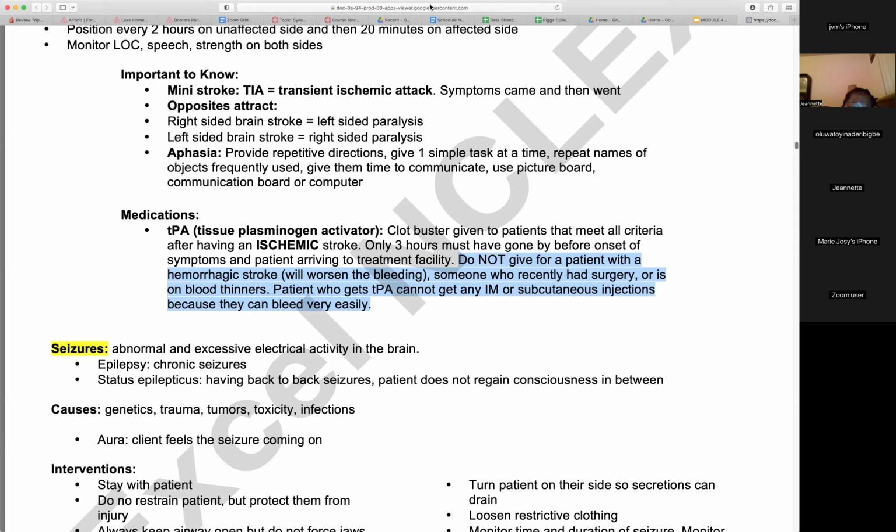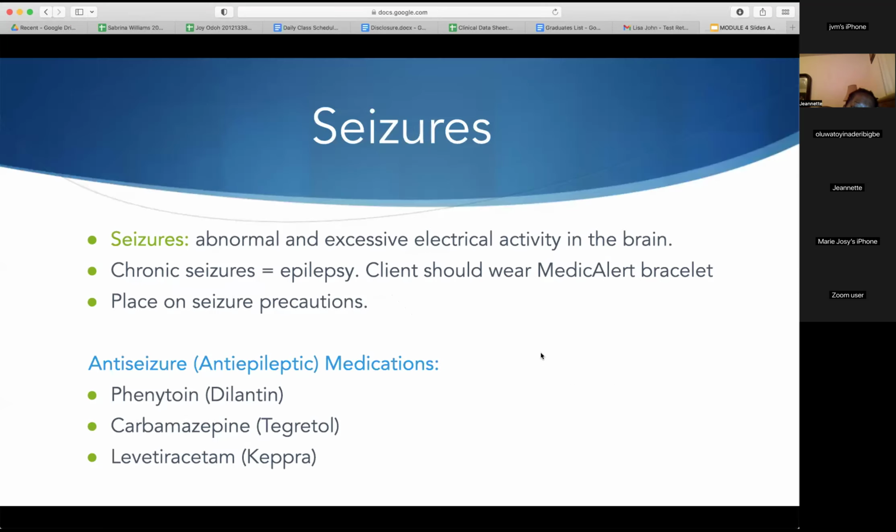Okay? Also, there's a time limit. They have 3 hours from the start of the symptoms to receive TPA. So there's a 3-hour window to receive TPA from the start of symptoms. Please memorize these things for your exam. All right, next we're going to move on to seizures.